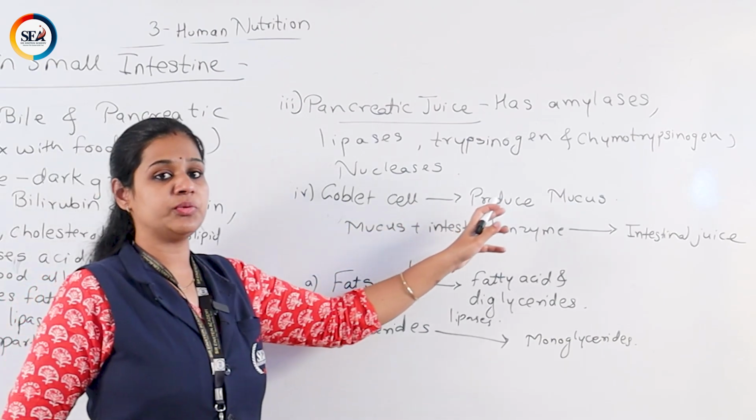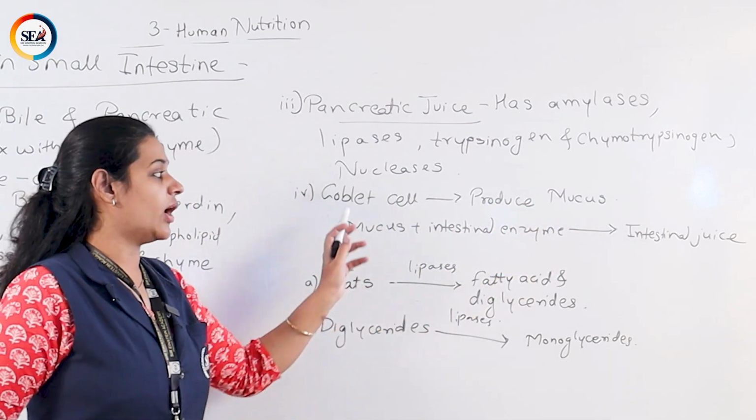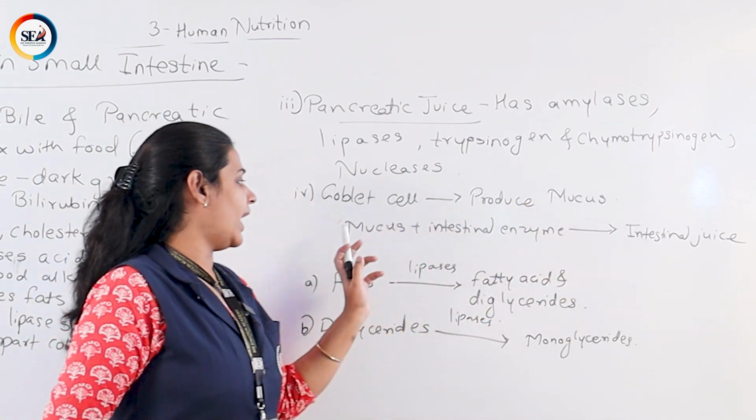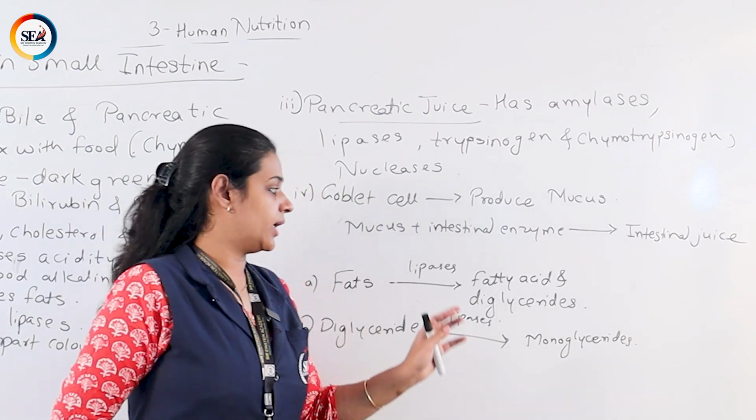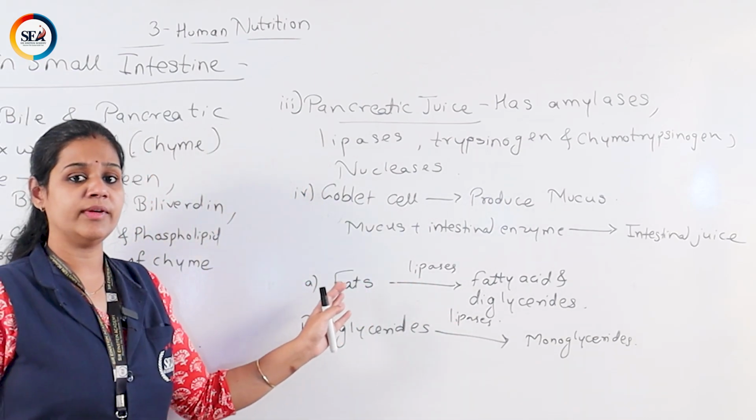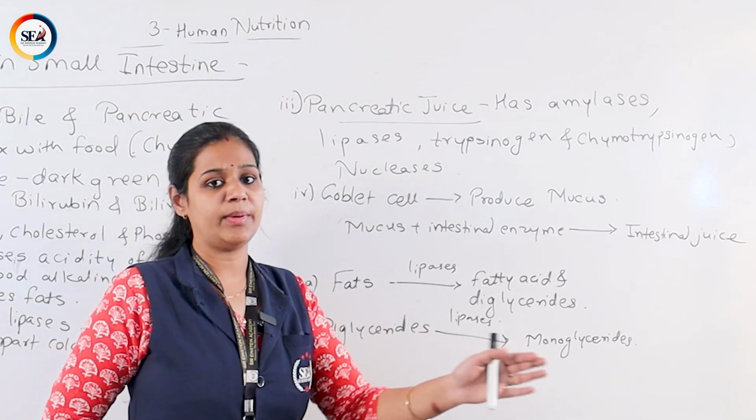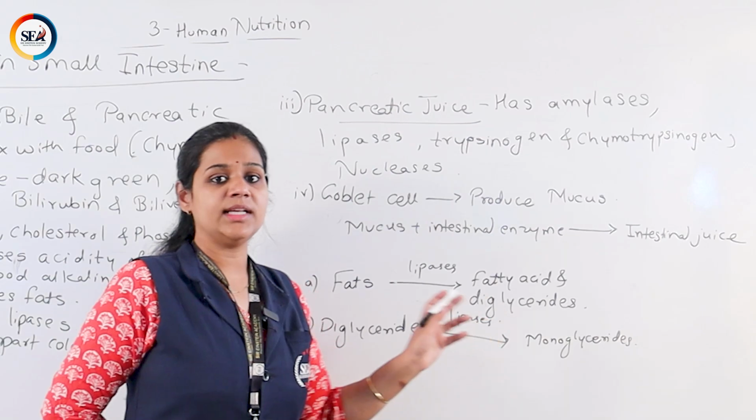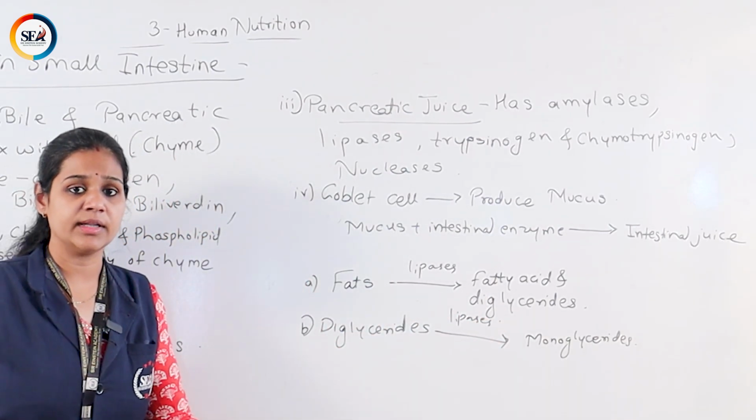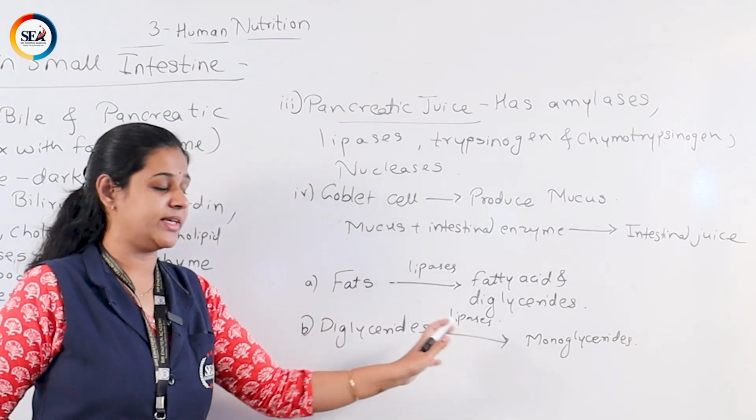Goblet cells produce mucus, and the mucus plus intestinal enzyme together forms the intestinal juice. Next, fats, with the help of lipases, that is the enzymes which break down lipid molecules, are converted into fatty acids and diglycerides. These diglyceride molecules are now further converted into monoglyceride molecules with the help of the same enzyme, lipases.